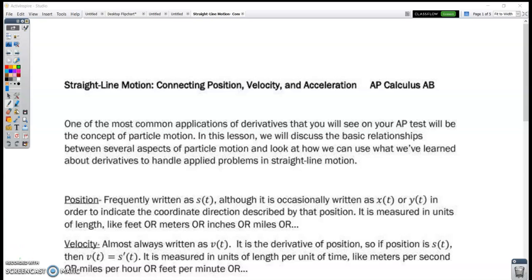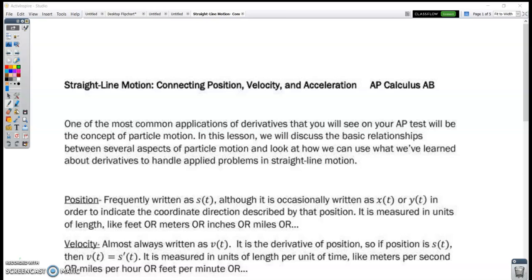Alright everybody, welcome back. In this video we're going to talk about information from section 2 of unit 4 of AP Calculus, straight line motion, connecting position, velocity, and acceleration. And my little introduction here: one of the most common applications you're going to see on your AP test for derivatives and for integrals later is the concept of particle motion or straight line motion or rectilinear motion. You might hear it referred to as any of those things.